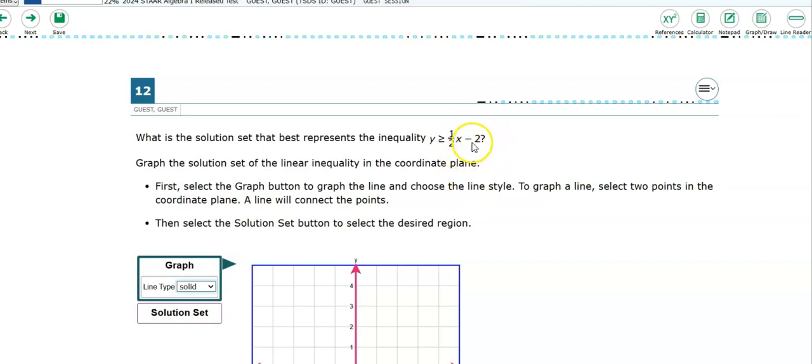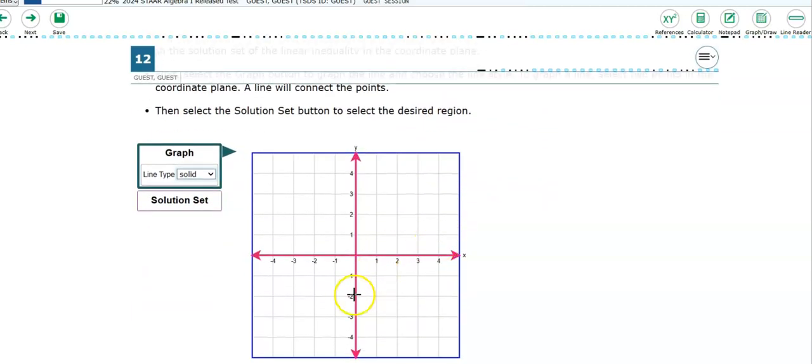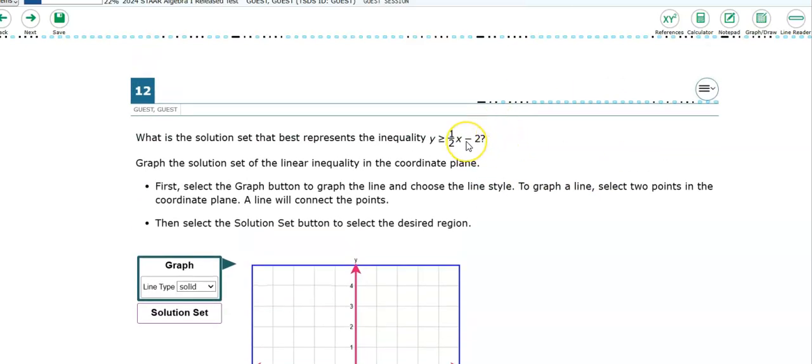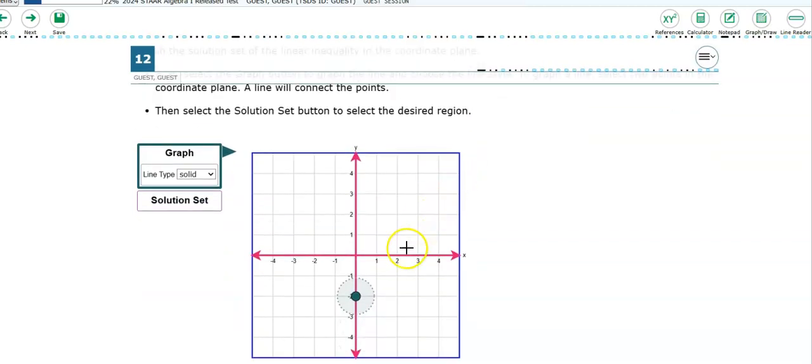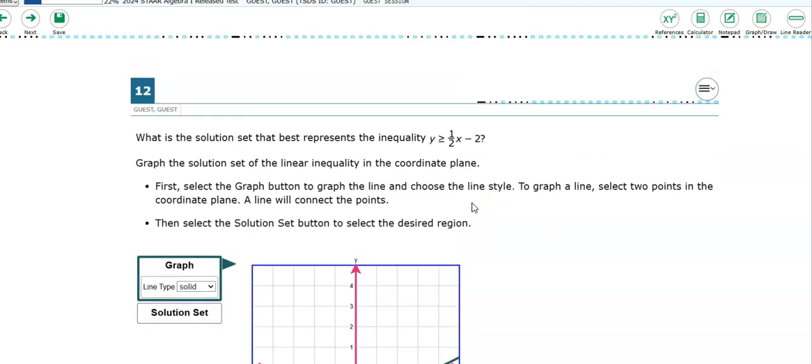Well, first up, I know one of them is -2, so I would go, bam, -2. The reason I know it's -2 is because the equation says -2. Next up, well, half makes it a little weird, so if I pick a value that would actually work, let's try 2. Half times 2 is 1. 1 minus 2 is -1. So that means it would have a coordinate of 2, -1. And as soon as I put 2 coordinates there, it makes a line.